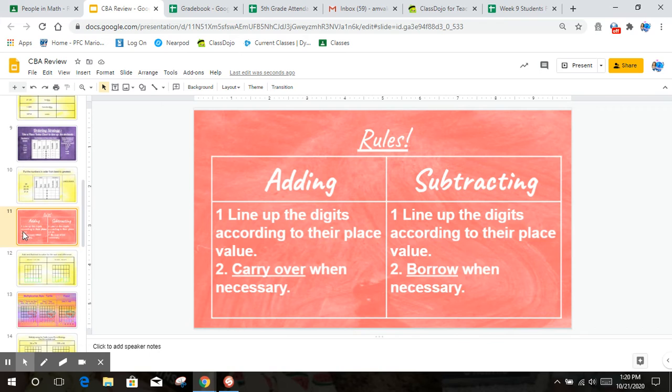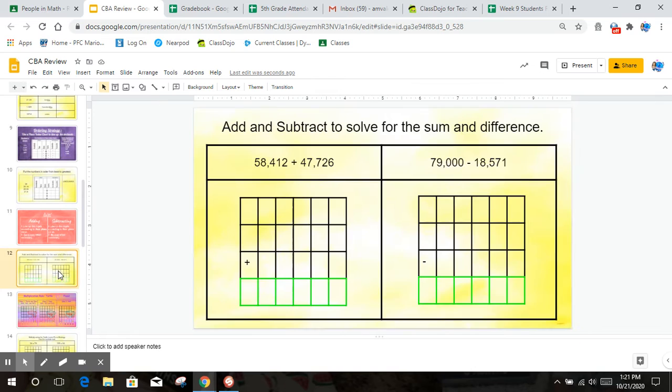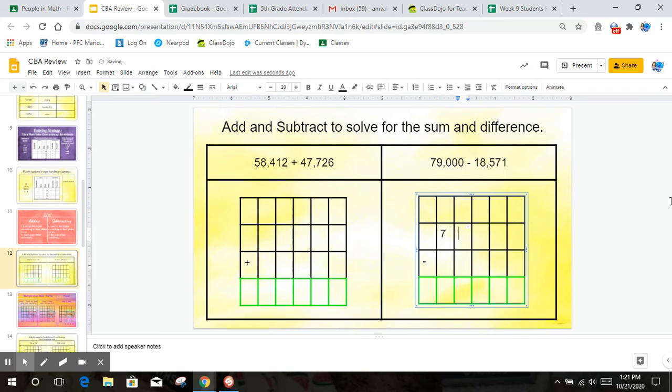Okay. Adding and subtracting, line up the digits according to their place value and carry over when necessary. And then subtracting, line up the digits according to the place value again, and then borrow when necessary. So I want to specifically go over the subtraction one in this one. This was 79,000. Sorry. And 0, and then 18,571.